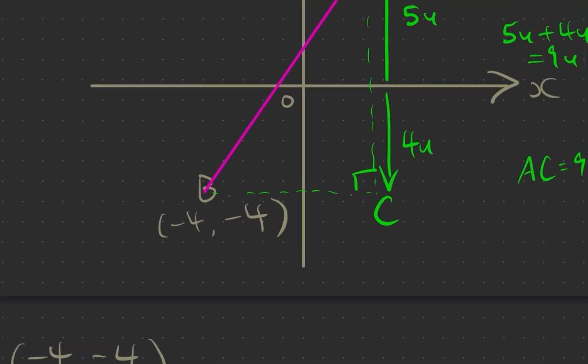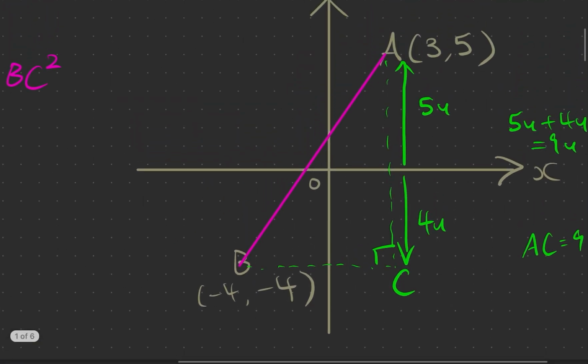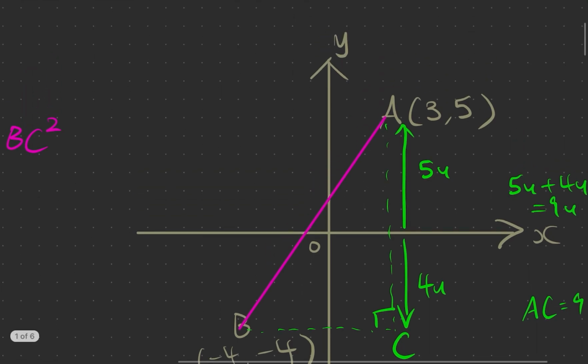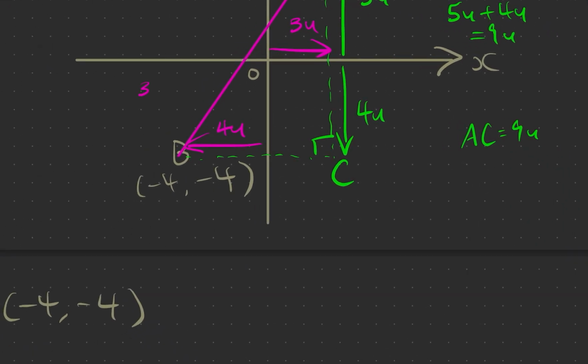Now we move on to BC. So BC is technically on the horizontal side. So we'll look at the horizontal difference now. So point A is 3 units away from the y-axis. And point B is -4. So point B is actually 4 units away from the y-axis. So 3 units plus 4 units equals to 7 units. So technically BC equals to 7 units.